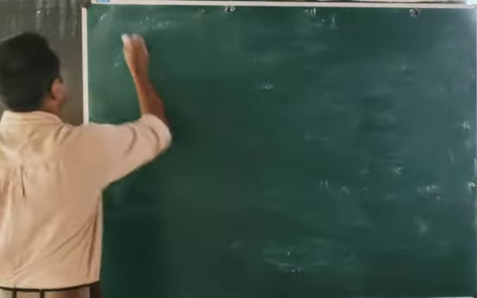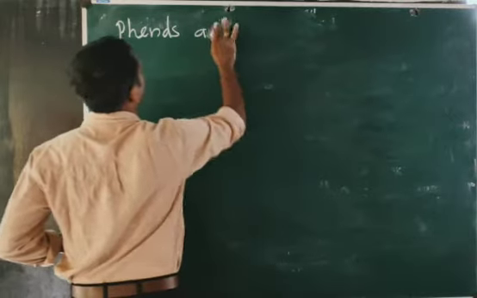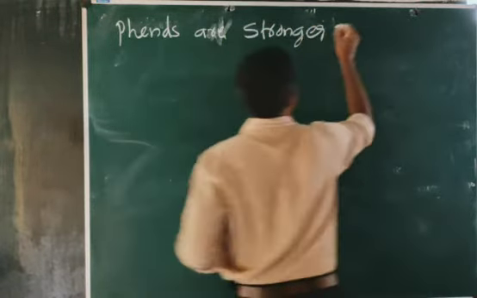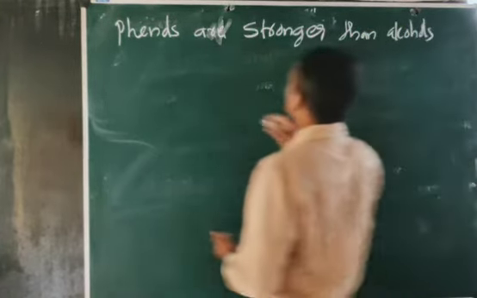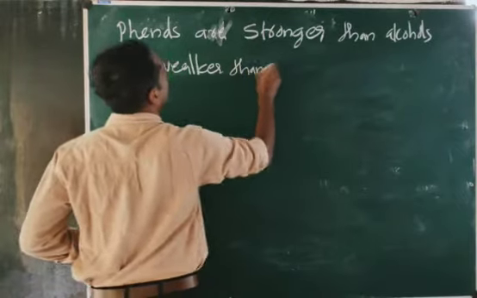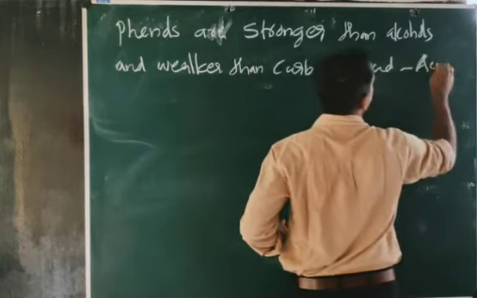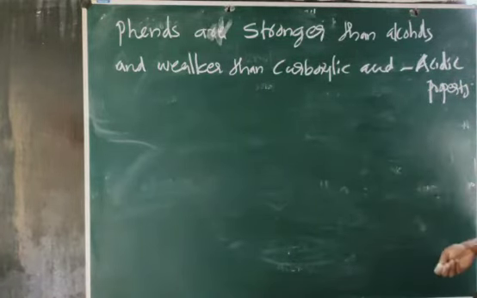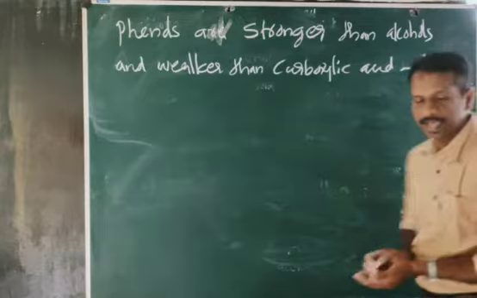So one point you have to remember: phenols are stronger than alcohols and weaker than carboxylic acids in their acidic property. That means phenols are stronger acids than alcohols, but they are weaker than carboxylic acid.